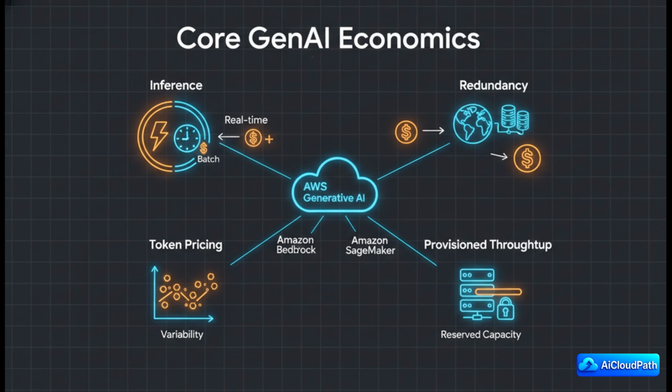Remember these 4 things. 1. Inference is a choice between fast and expensive real-time and slow and cheap batch. 2. Redundancy gets you high availability, but it'll cost you more. 3. For pricing, token-based gives you flexibility. And 4. Provisioned throughput gives you that guaranteed reserved power. If you can master these 4 points, you've pretty much mastered the core of GenAI economics on AWS.